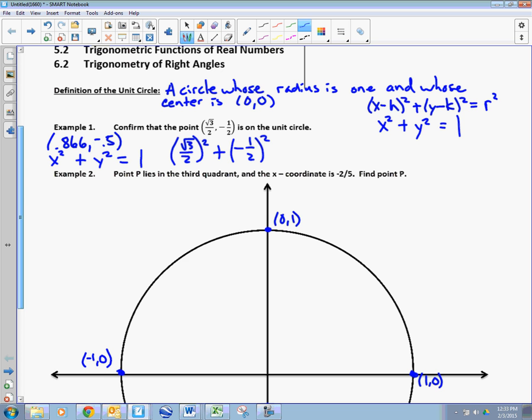Square the top and you get 3. Square the bottom, you get 4. 3 over 4 plus negative 1 squared, 1. 2 squared, 4. And you get 4 fourths or 1. So if you got 1, then that means it's one of the points on the unit circle. You okay with that? Okay, that's your first goal for today, and that'll be the first part of your assignment that you get tomorrow. Okay?